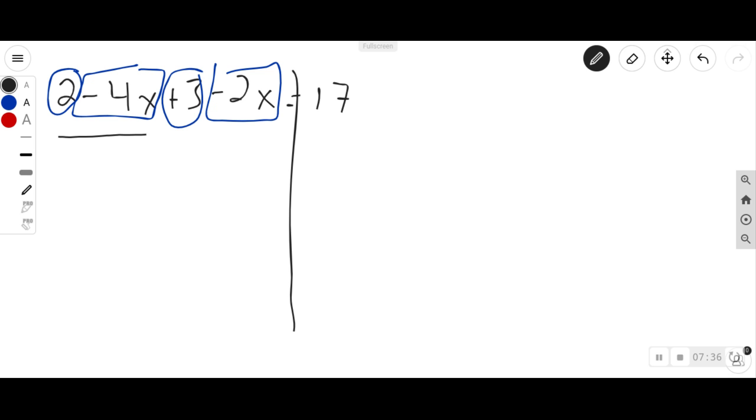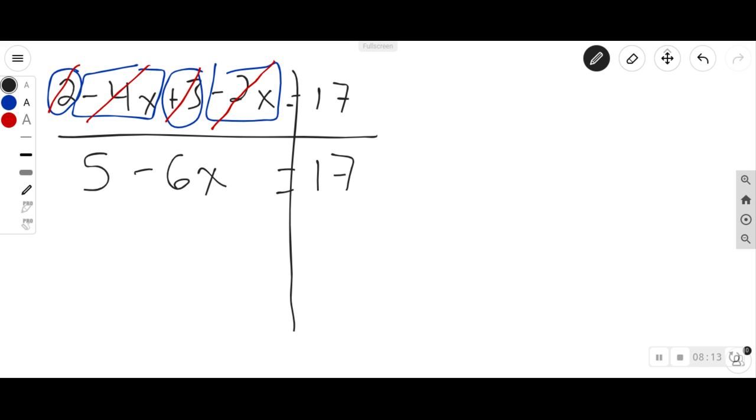They are important. Now I could combine the 2 and the 3, write everything down, then combine the x's. But what I'm going to do is simply combine both sets at the same time. This is allowed. Just be very careful. If you're not comfortable with that, then do one step at a time. First, we have 2 plus 3, which is going to give us 5. And then we have negative 4x minus 2x, so negative 4 minus 2 is negative 6x equals 17.